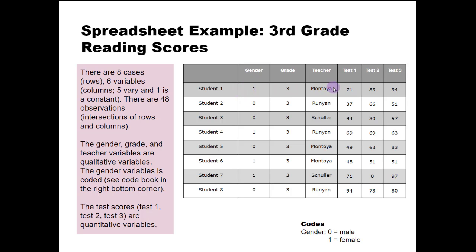Gender, grade, and teacher are all qualitative variables. The researcher has decided to code the gender variable, and they put the information in a code book at the bottom of the sheet. Test scores for test 1, test 2, and test 3 are quantitative variables because they describe an amount, in this case, an amount of points that the students earned on each one of the tests.